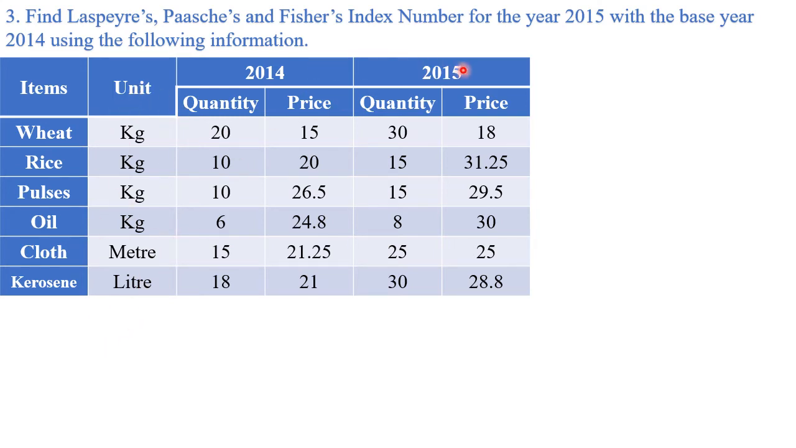Then we have 2014 and 2015. So 2015 is the current year, 2014 is the base year. What we have here is quantity and price for each year.